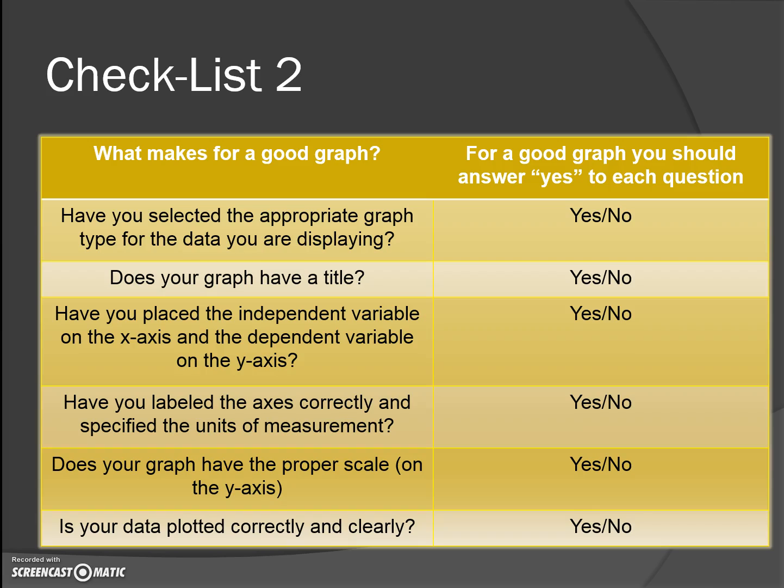So what makes for a good graph? Have you selected the appropriate graph type for the data you are displaying? For categorical data, you might put it in a bar graph. For quantitative data, using numbers and things like that, you might want to use a line graph. Does your graph have a title? Hopefully you said yes. Have you placed the independent variable on the x-axis and the dependent variable on the y-axis? So make sure you do that. Have you labeled the axes correctly and specified units of measurement? Does your graph have the proper scale? And is your data plotted correctly and clearly?